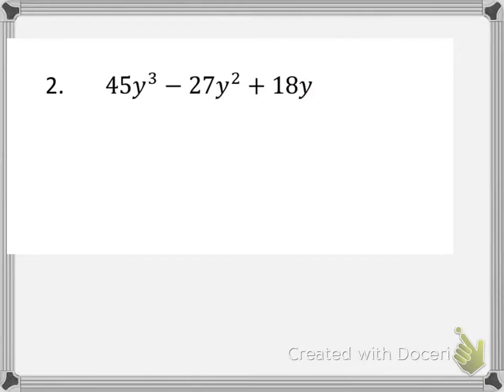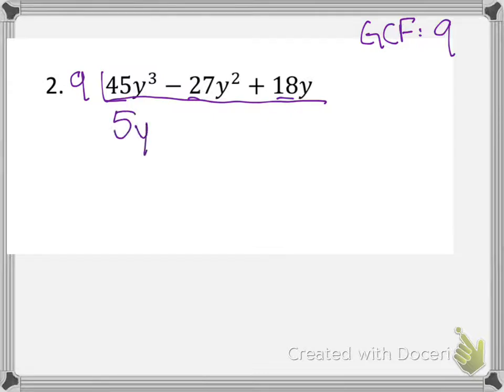Now let's look at number 2, 45, 27, and 18. That greatest common factor for those is 9. They can all be divided by 9. So 45 divided by 9 is 5y to the third. 27 divided by 9 is 3y to the second. And 18 divided by 9 is 2.